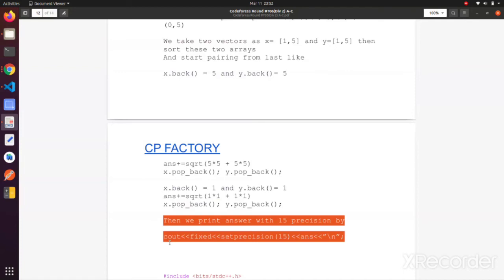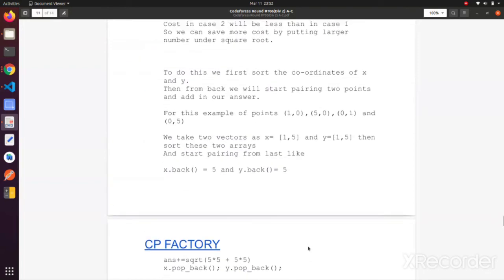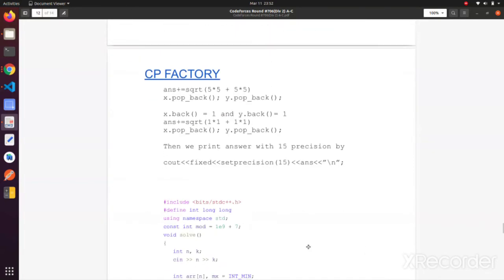Now there is an important point: we have to print the answer with a fixed precision of 15. You can use printf with %.15Lf and then print the answer, which will give you up to 15 digits of precision, in both C and C++. If you want to use cout, you can do cout fixed, setprecision 15, then the answer. So that's all.